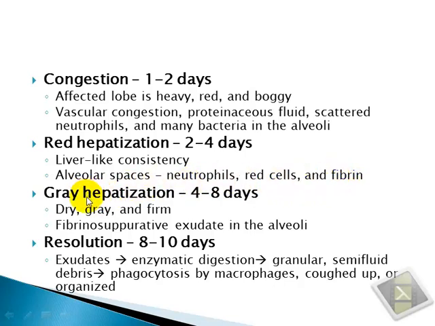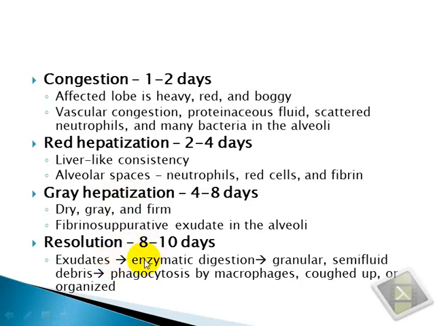The third stage is the stage of gray hepatization. Slowly these RBCs will be ingested by the macrophages. So these macrophages will remove the RBCs, they will remove the neutrophils, and finally you are just left with a fibrinosuppurative exudate inside the alveoli without red blood cells. So you have the same thing, the only thing which is missing here are the red cells. So you have a stage called the stage of gray hepatization, and finally you have a stage of resolution.